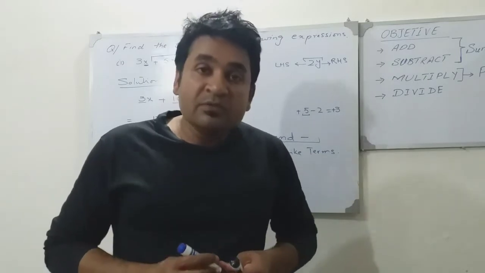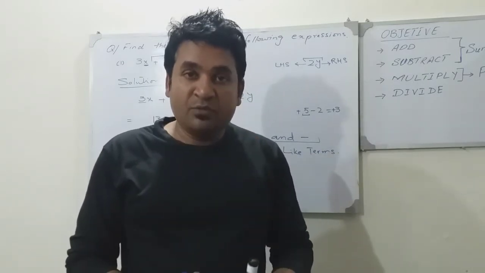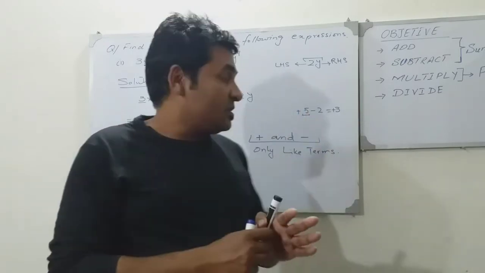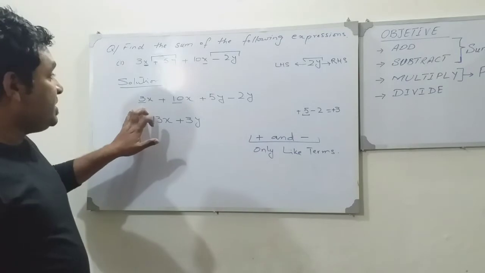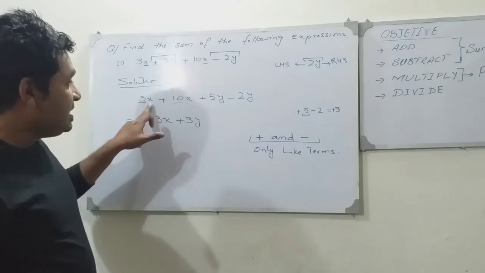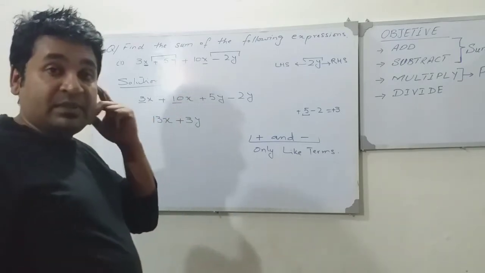The terms which have the same variables, not the same numbers. Numbers may vary. You know, here we have 3, here it is 10. The numbers are not the same, but the variable is x. This is x, this is x. That's why we call them like terms.